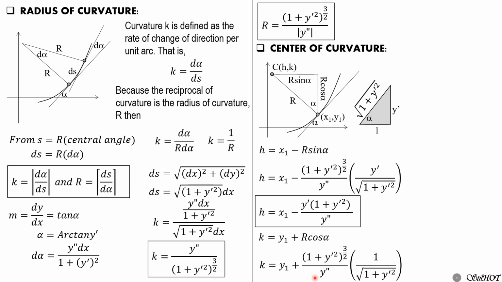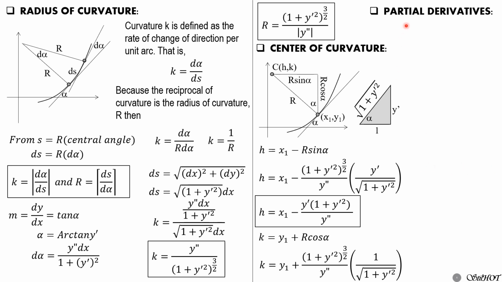So we don't need to memorize it, but you just remember the formula for r, and in this triangle, then you can derive h, x1 minus y prime times 1 plus y prime square over y double prime, and k, which is y1 plus quantity 1 plus y prime square over y double prime. So that's k.